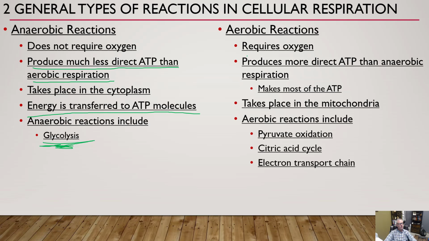Aerobic reactions require oxygen. They're going to produce more direct ATP than anaerobic respiration. It's going to make the most ATP, both direct and indirect. So let me put that there. Direct and indirect. Takes place in the mitochondria, not the cytoplasm. Pyruvate oxidation, citric acid cycle, and the electron transport chain.